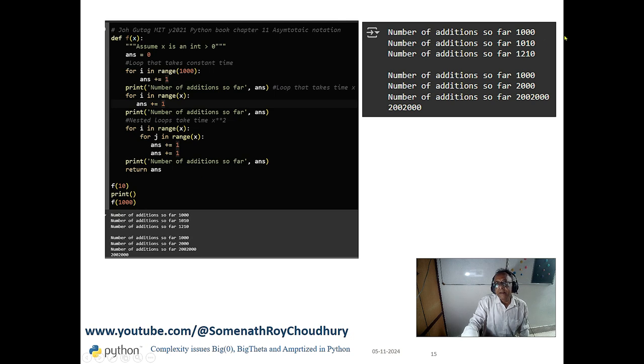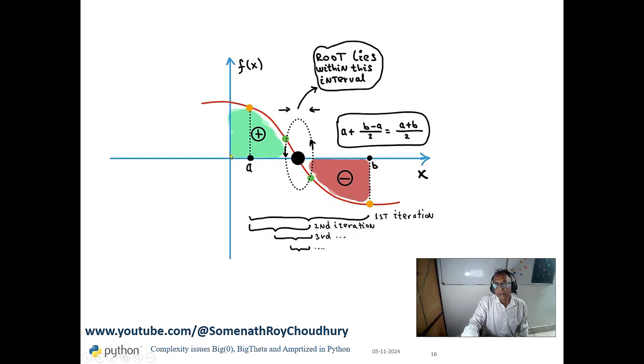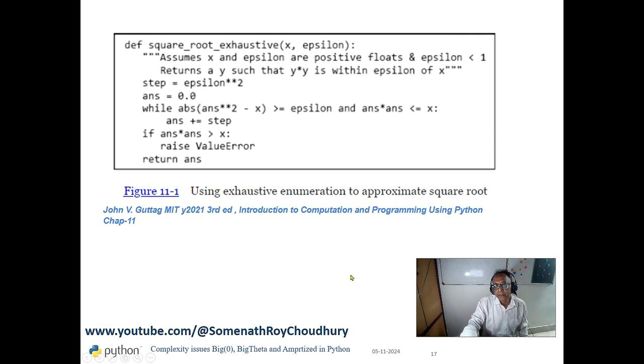So for F10 the numbers are this, and for F1000 the n square term is controlling. Here we see how the algorithm affects it. It is a typical bisection, how to find a root, the bisection formula. This is the basic algorithm.